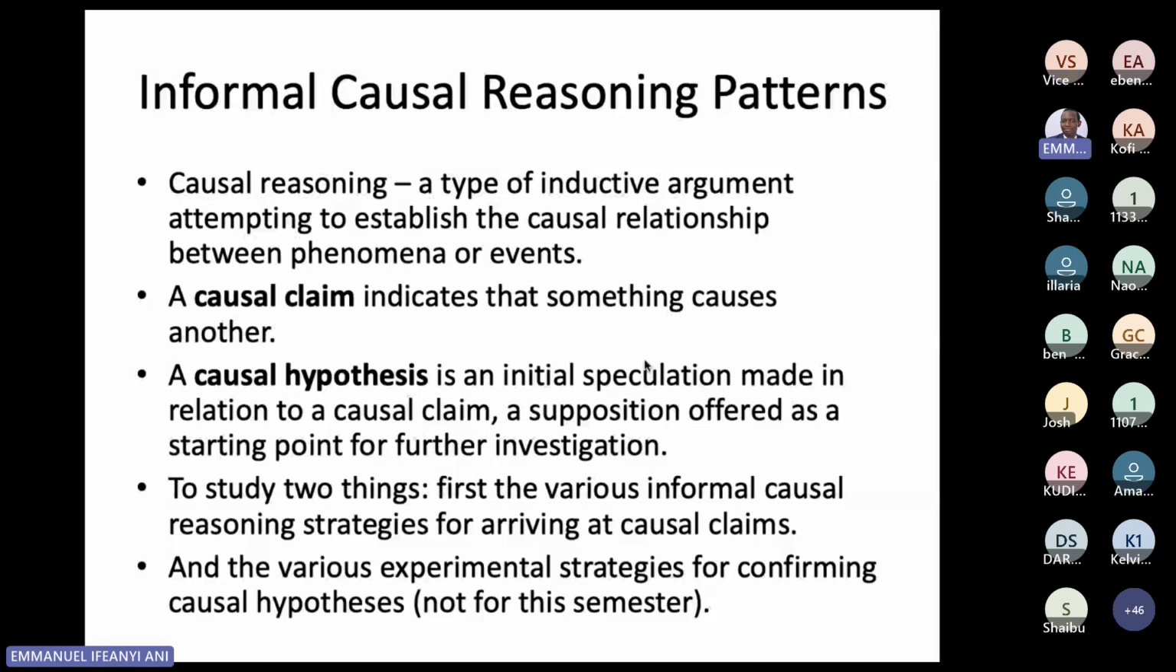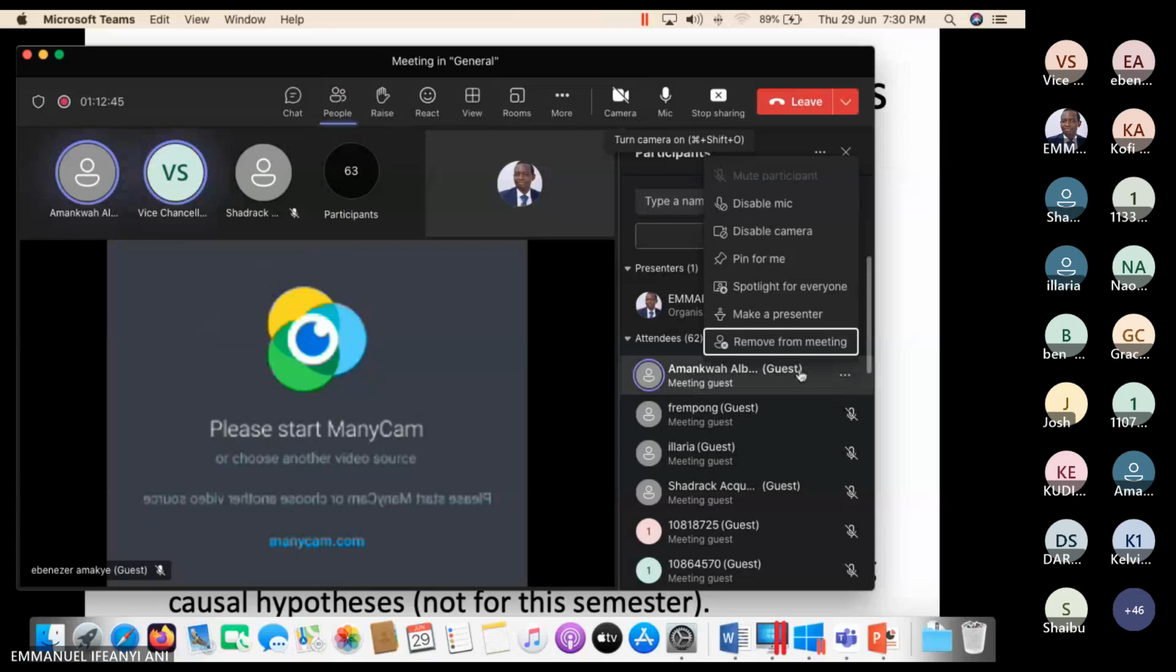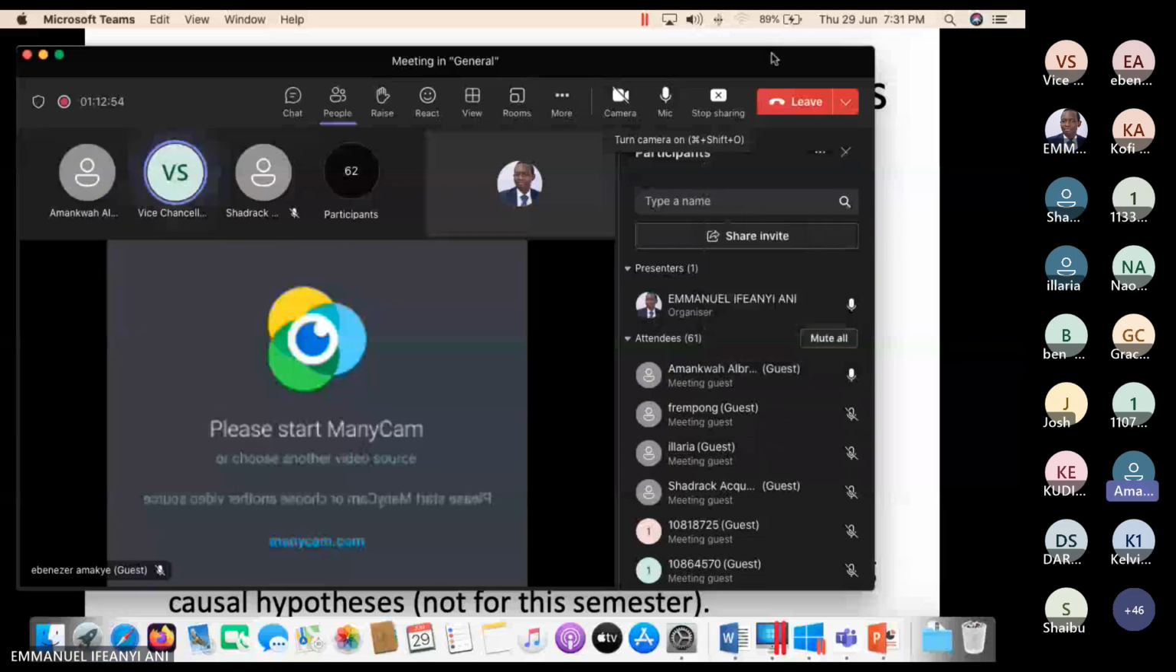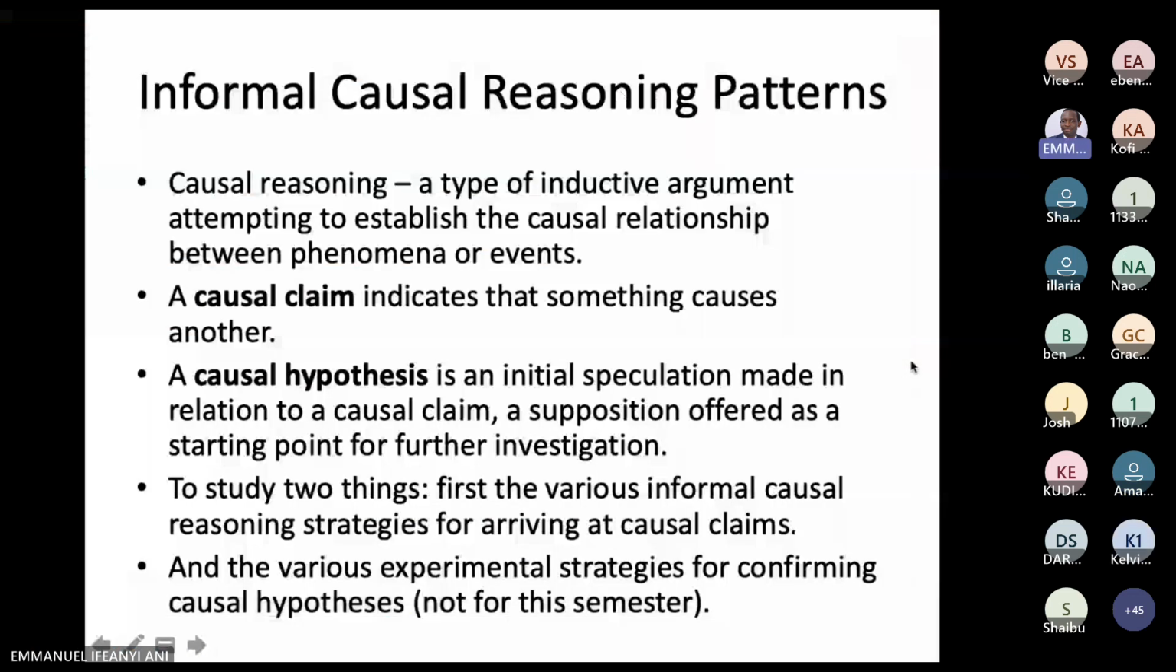And then we're also supposed to be studying various experimental strategies for confirming causal hypotheses. But that one is not for this semester. What we'll just see right now are some informal causal reasoning strategies.